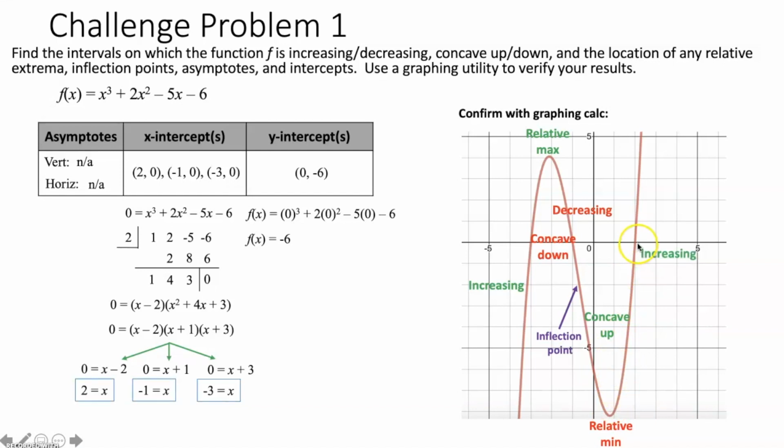And we see that at x equals 2, we again have our last x-intercept. Lastly, we see that our y-intercept was at (0, -6). Boom, done. Okay, challenge problem 2.